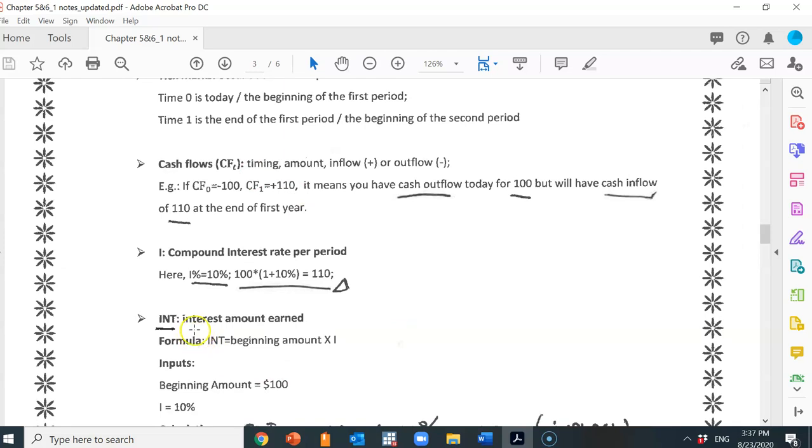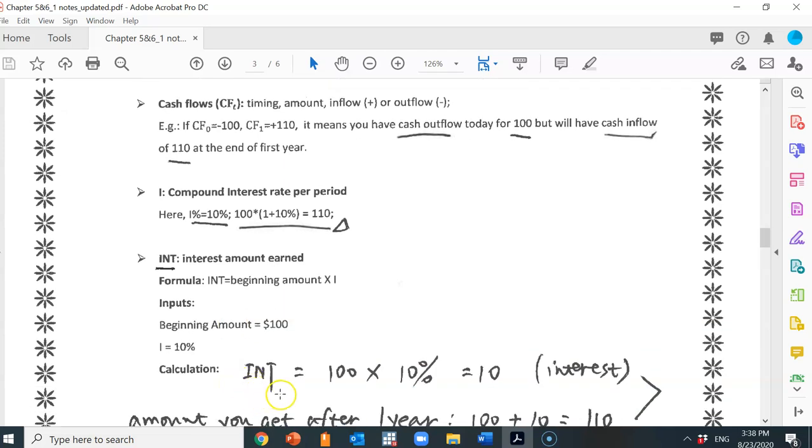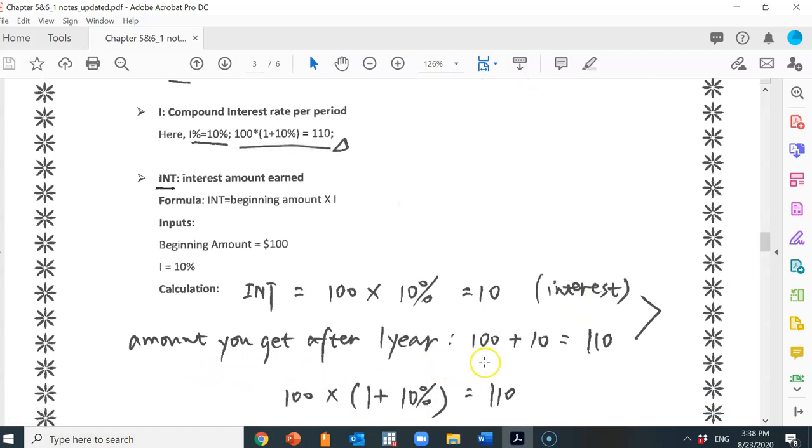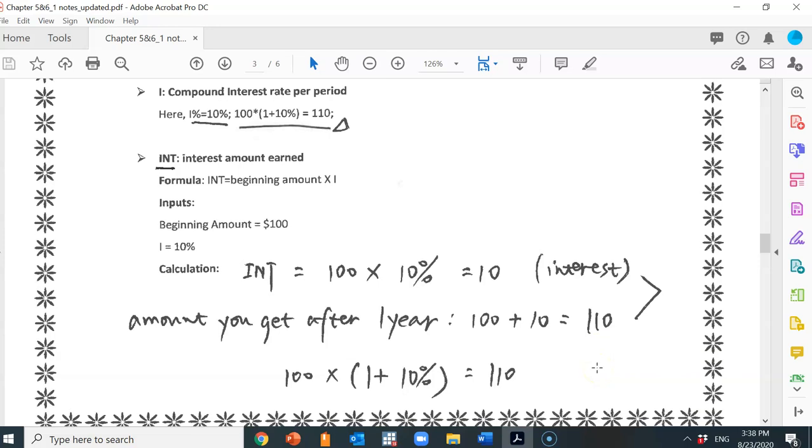Okay, so in this example, the interest amount we earned, INT, can be calculated by using the beginning amount multiplied by the interest rate. So if we have a beginning amount of $100 and the interest rate is 10%, then the interest would be $100 multiplied by 10%, which is $10. So the amount we get after a year is the 100 principal plus the $10 interest, which is 110. We can also calculate this 110 by using 100 multiplied by 1 plus 10%, which is 110.